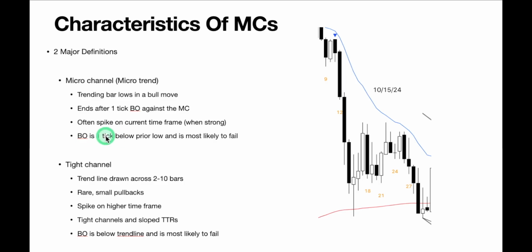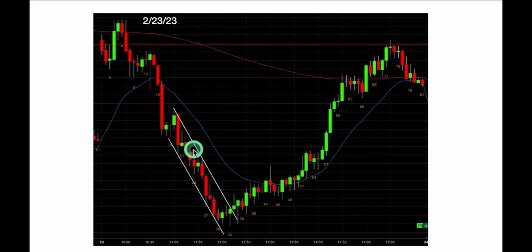And breakouts of microchannels tend to fail. So that's why microchannels are important, because when you have a lot of trending bars in one direction, the breakout against it is likely to fail. So tight channels have rare or small pullbacks, and you can usually draw a trend line to border the price action, and they're usually very close together. So the lines should be close together. The pullbacks are very shallow and they don't happen very often.